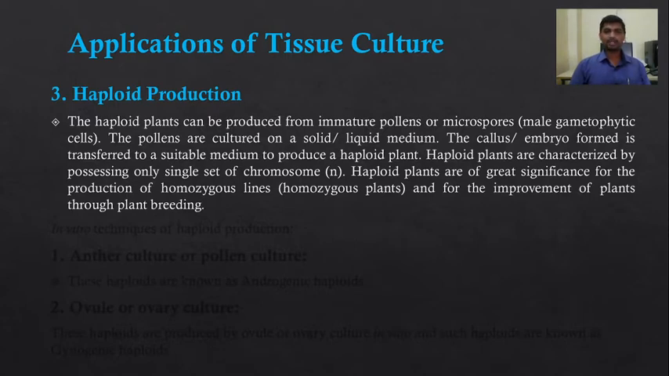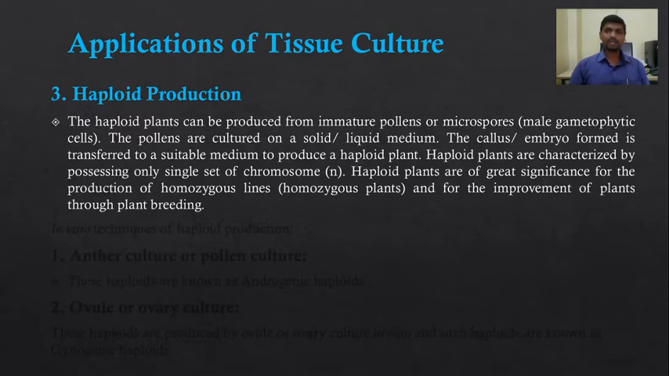So haploid plants can be produced from immature pollens or microspores. Such pollens are cultured on a solid or a liquid medium. From that pollen, either callus or embryo develops, and that is transferred to a suitable medium to produce a haploid plant. These haploid plants are characterized by possessing only a single set of chromosomes.